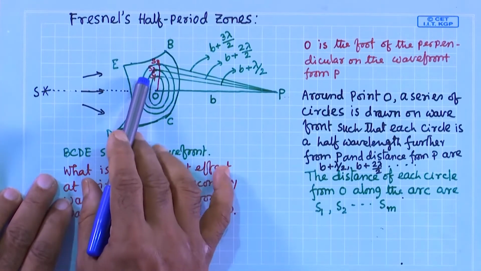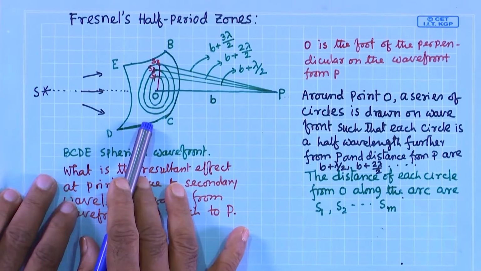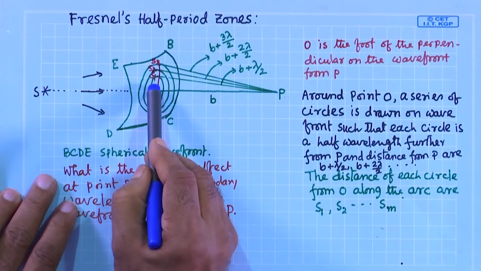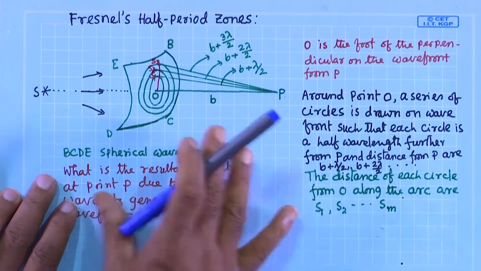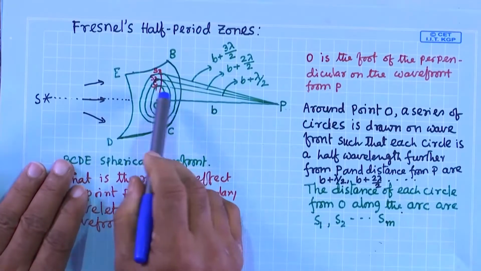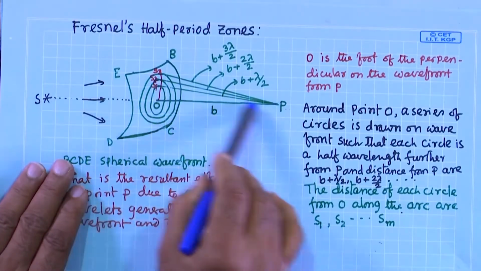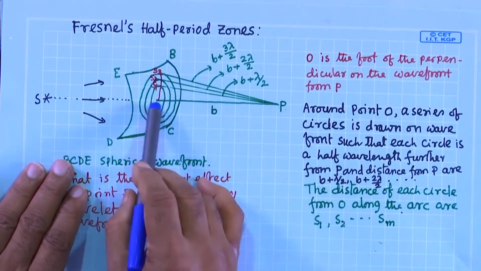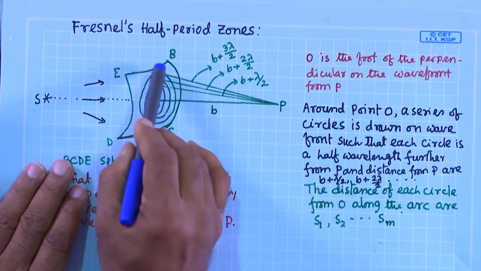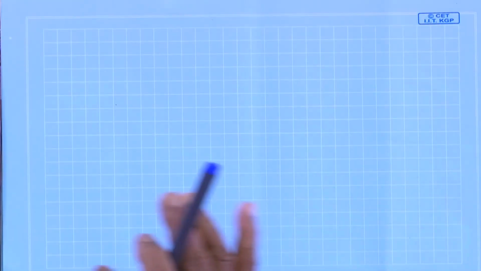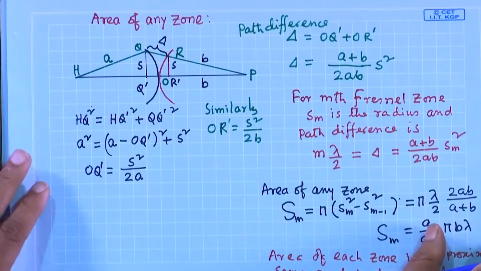Now, from this construction we would like to find out what the area depends on, and what the path difference is with respect to OP: S1P, S2P, S3P, SmP. So, let us see how to find the area of the zone.